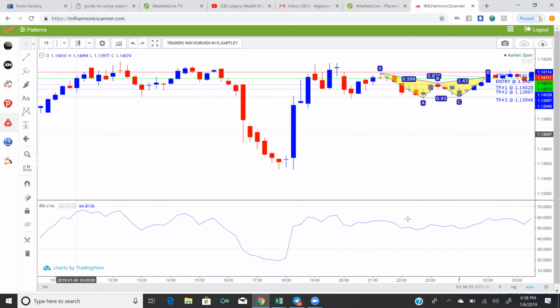This particular platform is called TradingView. You can get a TradingView account by going to tradingview.com, if you want to save the charts or whatever, but I'm going to teach you how to save indicators on the harmonic scanner.